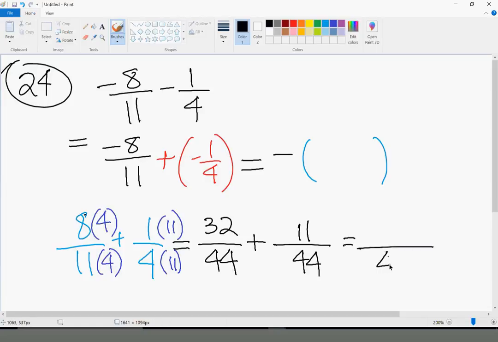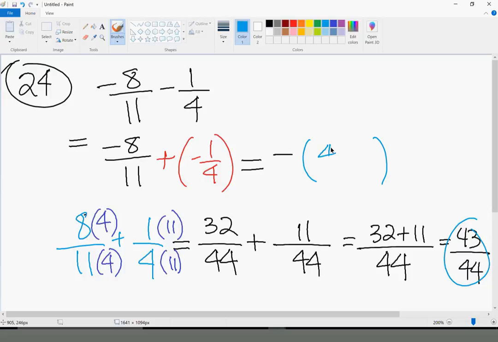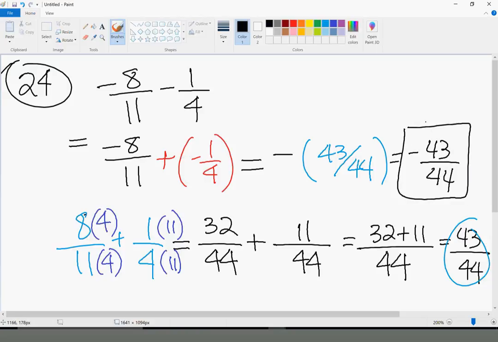Now that you have that common denominator, we keep that denominator and then combine the top. 32 plus 11. And 32 plus 11 is 43. It's going to be over 44. But remember, our answer was going to be a negative answer. So this would go in parentheses. So basically your answer is -43/44. And that's your final answer.